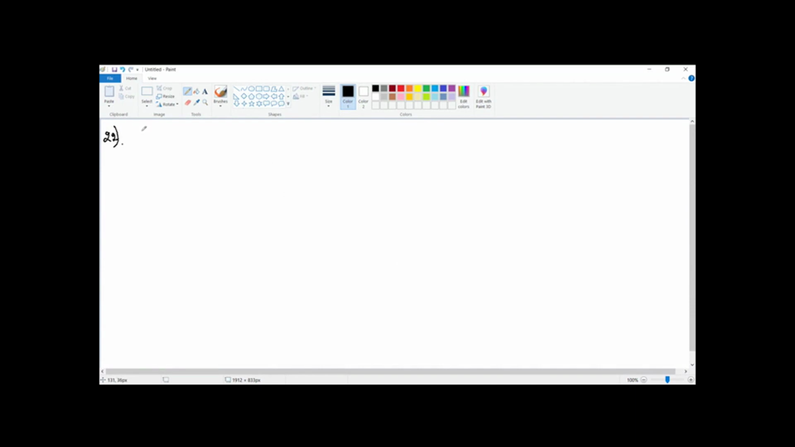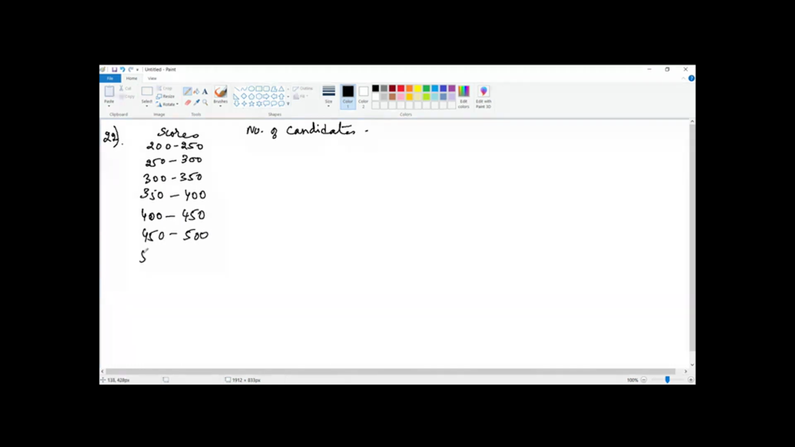Now there is a table, a frequency distribution table, and some questions are asked on it. You have to answer the question. Scores, number of candidates: 200, 250, 250, 300, 300, 350, 350, 400, 400, 450, 450, 500, 500, 550, 550, and 600. And the frequencies are 30, 15, 45, 20, 25, 40, 10, and 15. This is the data.